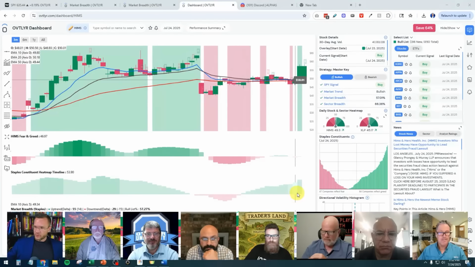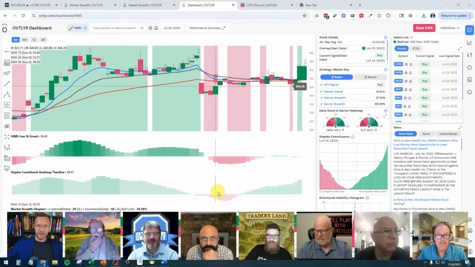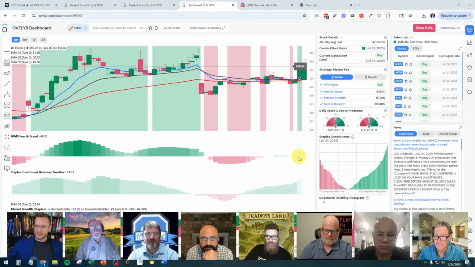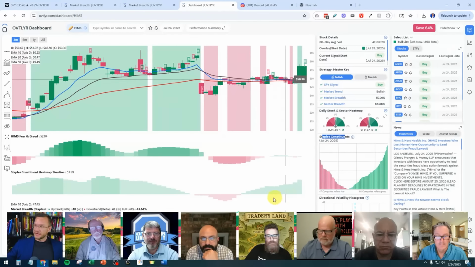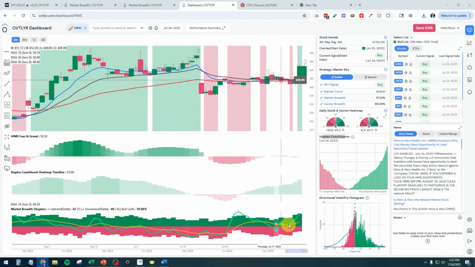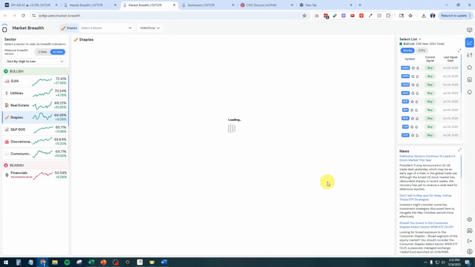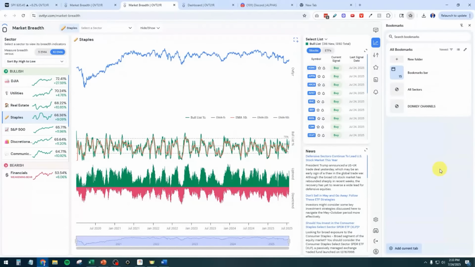Looking at this, I can see where a lot of people are getting a little confused because they're like, well, daggum, I can see it's got a buy signal. It's getting less fearful, more greedy. The staples sector is getting less fearful, more greedy. And the staple sector breadth has crossed over. And you know what, Chris? Your donkey channels that you're all excited about talking about, let's go over here to the staples real quick. Your donkey channels look great as well. What's the problem here?